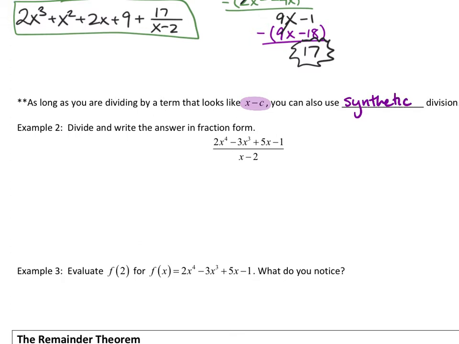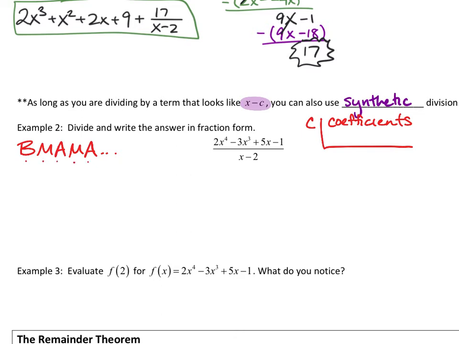So very quickly, when we're setting up synthetic division, it looks a little bit different. You're going to put that c value on the outside of, like, I call it an upside down division box. And you're going to list out only the coefficients, still in standard form, which means you put zeros for missing terms. And you're going to follow the pattern until you're done. That stands for bring down, multiply, add, multiply, add, multiply, add until you're done.